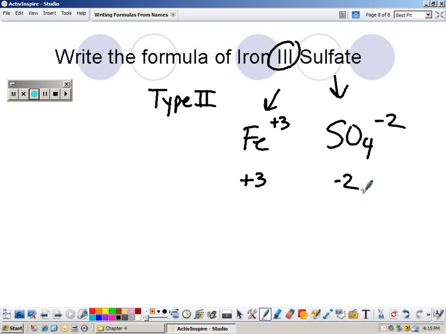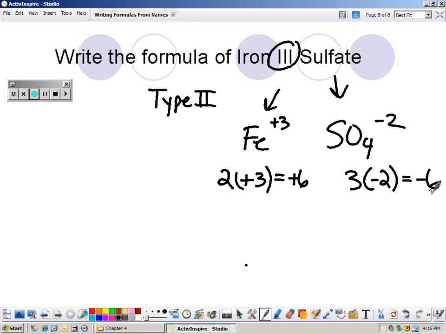Well, it's 6. So it's going to take 2 of these iron cations to make a charge of +6. And then it's going to take 3 of these sulfates that have a charge of -2 to make a -6. So you still want to make opposites, just this one gets a little confusing because you have to find the least common multiple.